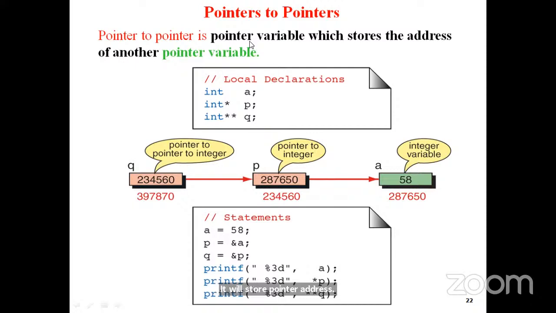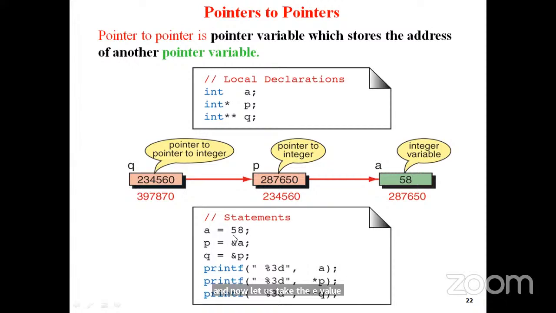I will explain with an example, don't worry. int A means in A the value 58 will be stored. The variable A is stored in some location, a random address, say 287650. Let us take the A value as 58 here. You see here.